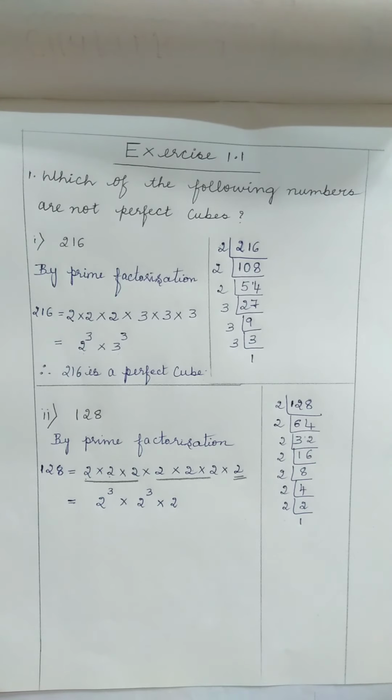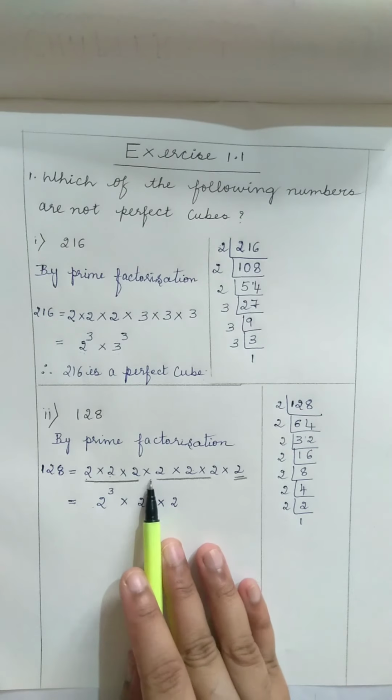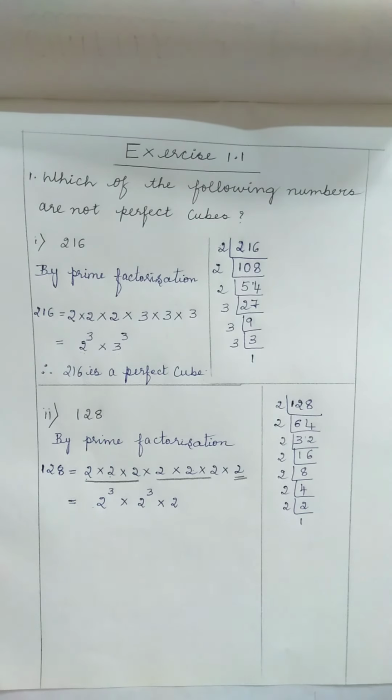So, in such cases, when a number is left without making a group of 3, then 128 is not a perfect cube. In order to get a perfect cube, children, each factor has to be repeated 3 times. Therefore, 2 cube into 2 cube, and this 2 also should be 2 cube. But in this case, we have not obtained a group of 3. That is, we have not got 2 cube. Therefore, we can come to a conclusion that 128 is not a perfect cube.